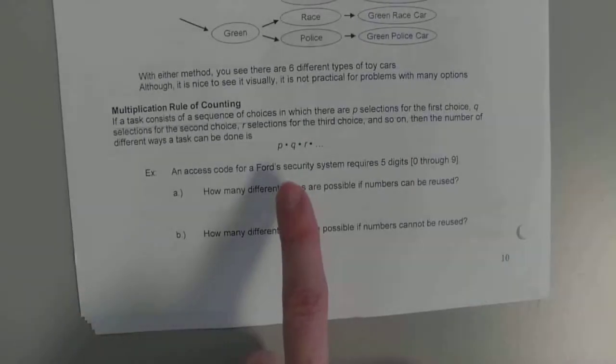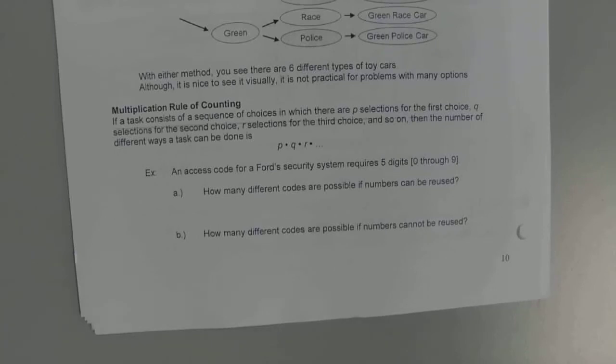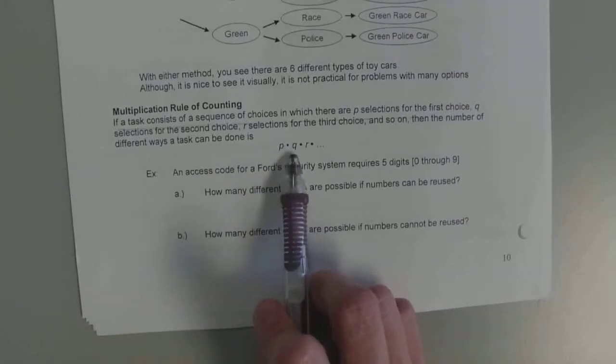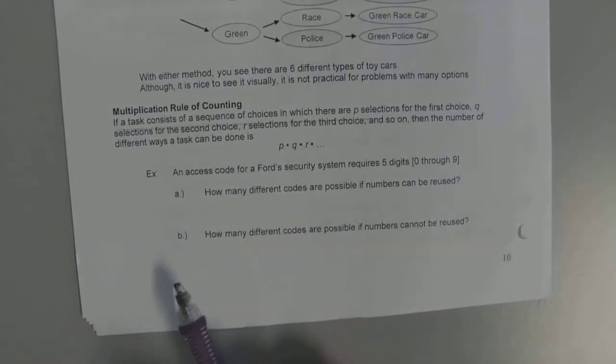So what the rule is, it's actually just the multiplication rule if you look at it here. It says, if a task consists of a sequence of choices in which there are P selections for the first, Q selections for the second, R for the third, S for the fourth, T and so forth, you're just going to multiply them. So this is the number of paint colors, 3, times the number of types of toy cars, 2. What's 3 times 2? 6, okay? So when you have to pick 1 from each category, we're just going to multiply how many from each category we have.